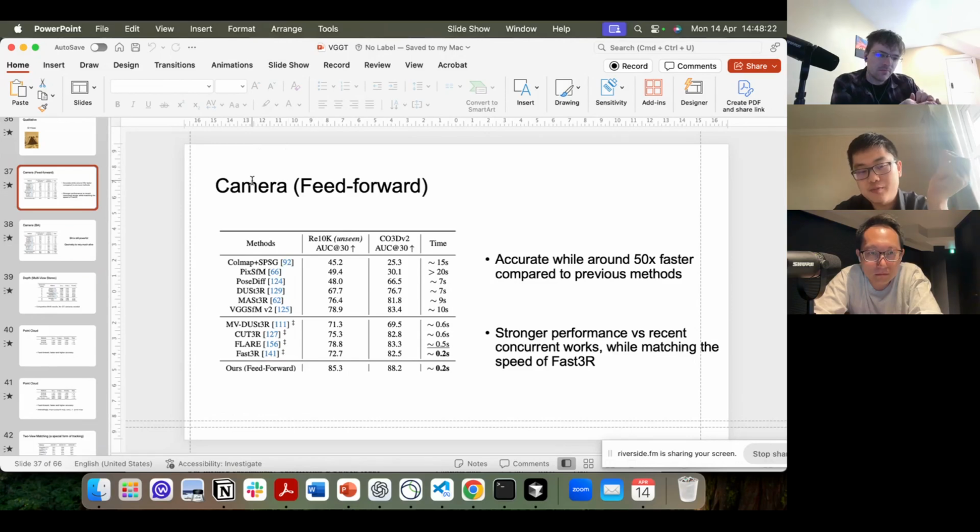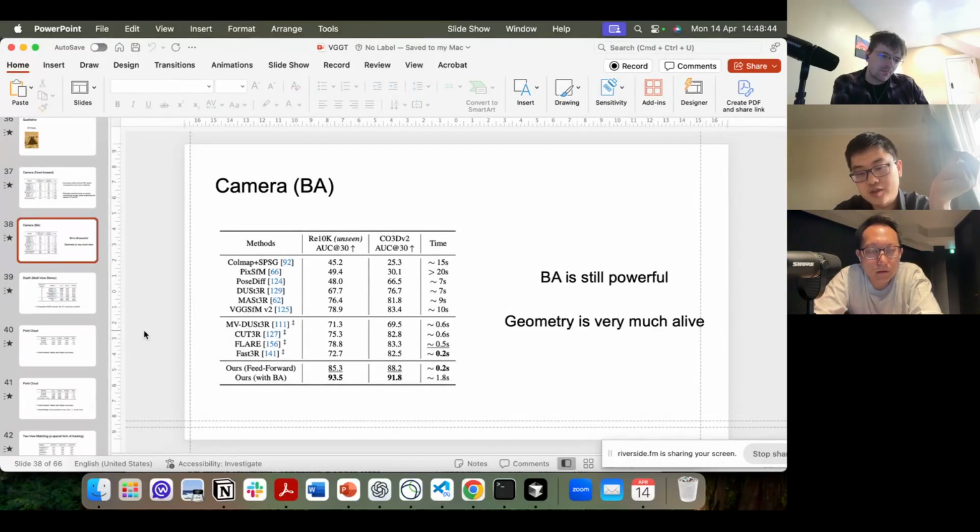Camera poses. Here, with only a feed-forward run, we are slightly more accurate than the previous optimization-based ones, and it's around 50 times faster. If we add bundle adjustment, it will increase the time by around 1 second, and then it further improves the performance a lot.